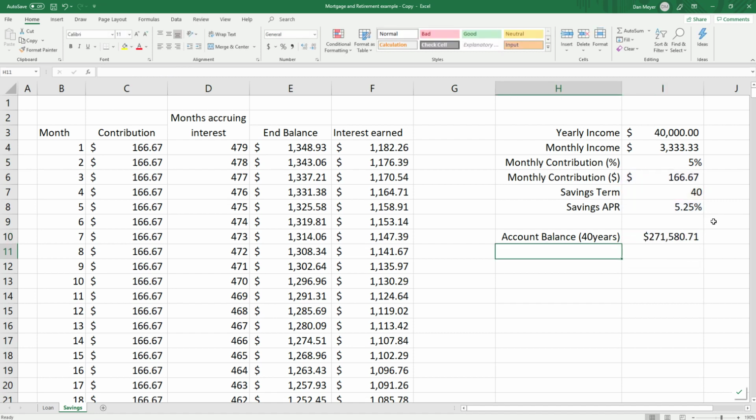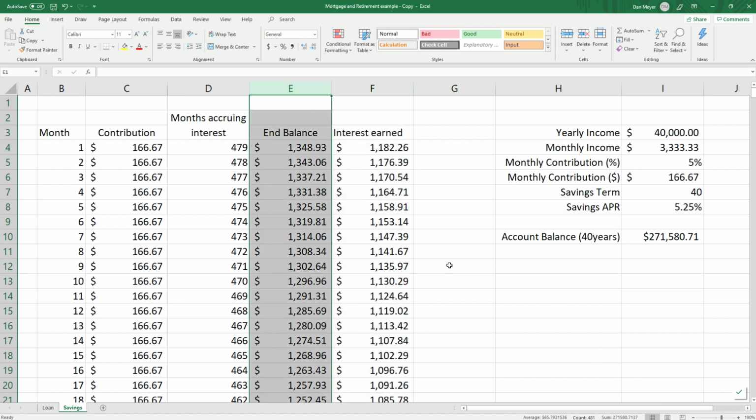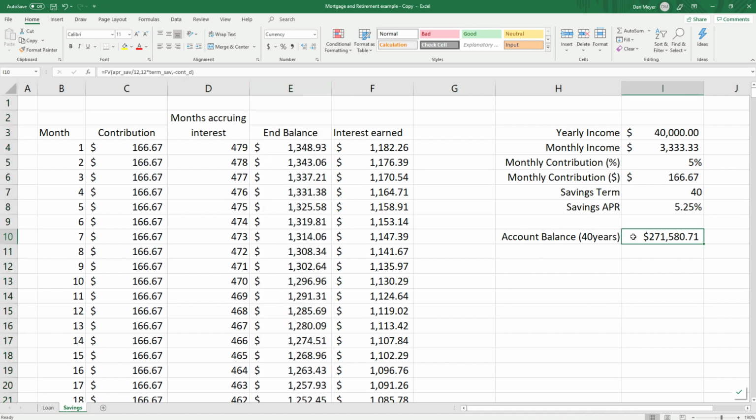All right. So that says, did I do 40 years worth of stuff here? Uh-oh. Like I said, this wasn't going to go smoothly. What happened here? Oh, I'm just looking at interest earned. Sorry, I was looking at the wrong column. There it is, the end balance. We're looking at the end balance of all of our deposits, not the interest earned. There it is right there, $271,580.71.